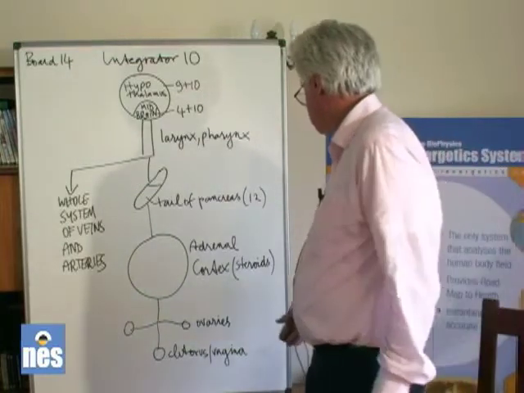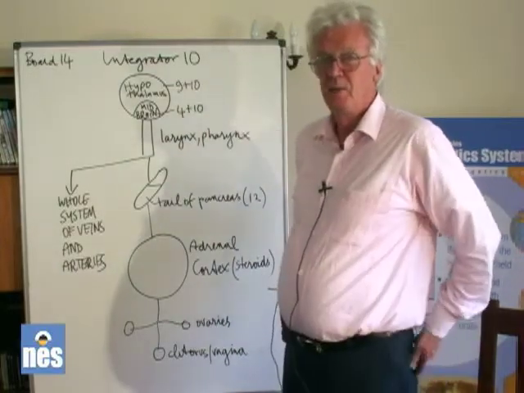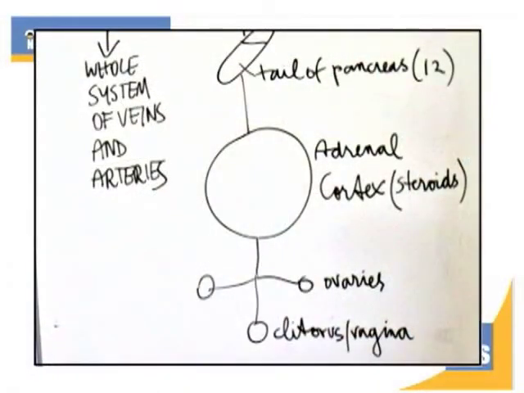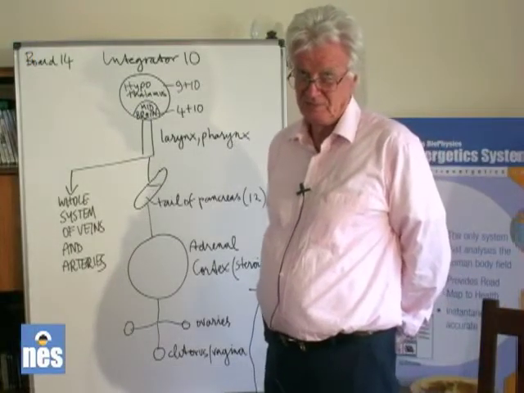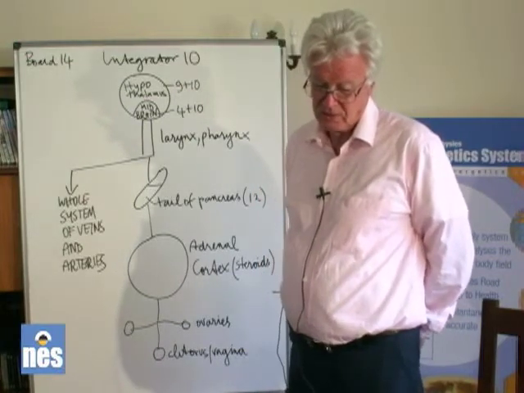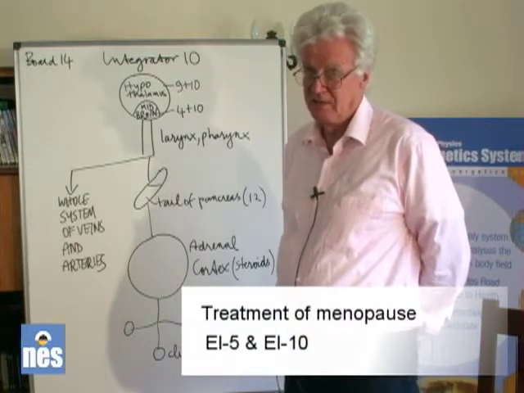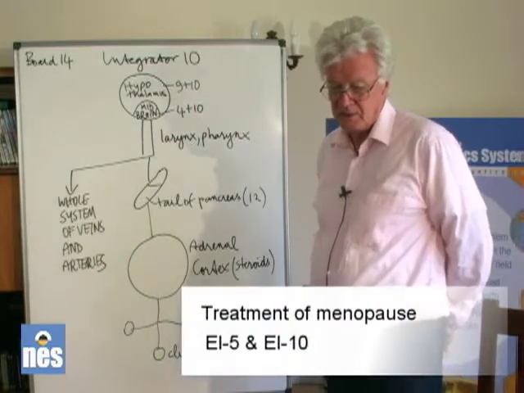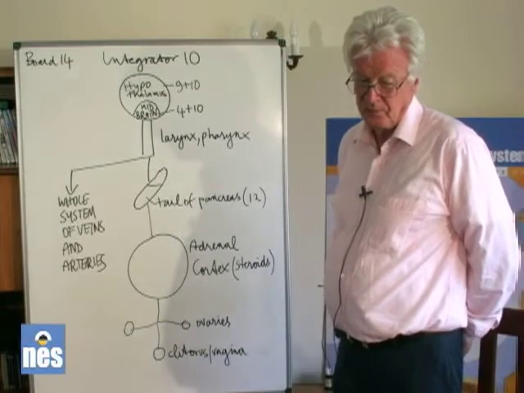We've also got the ovaries and clitoris. This one we said before is one of the meridians for female hormones. And I remind you again, female cycle, we're looking at 4, 6 and 10 as a pattern. You don't have to have all three of them, but you do need two of them. Menopause seems to respond to energetic integrators 5 and 10 for that particular problem.